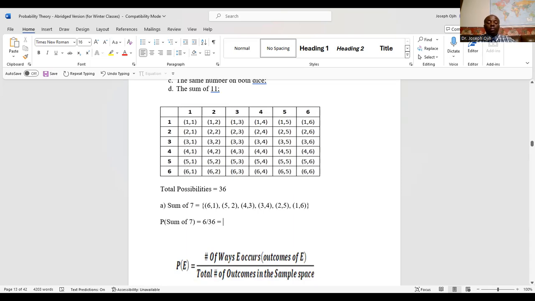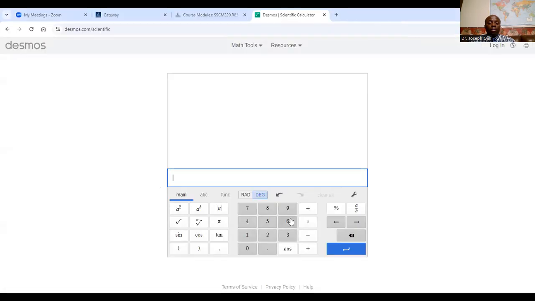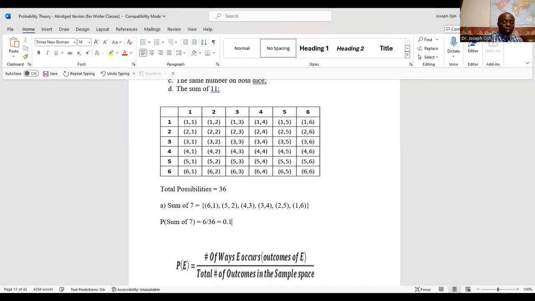6 over 36. 6. What about 36? 0.166666. So when you round it to 3 decimal places, it's going to be 0.167. Or I can call it, you have a 16.7% chance of getting a sum of 7 when you put 2 dice together.